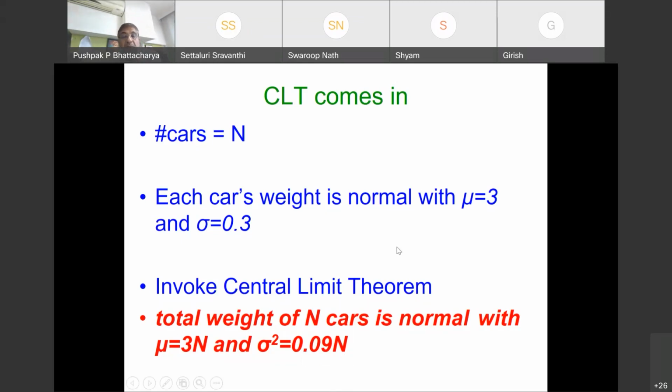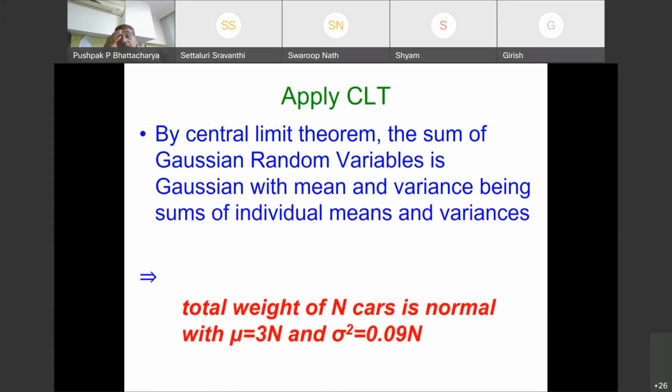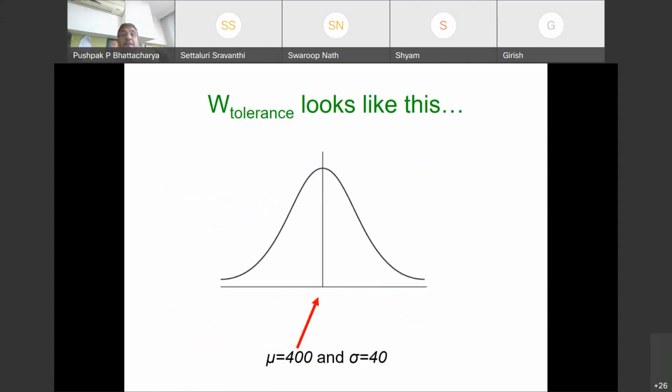So on the bridge, there are now n cars, and n is the value you have to find out. So the total weight of the n cars is normal with mu equal to 3n, sigma square equal to 0.09n. Now W tolerance is a normal distribution with mean equal to 400 and sigma equal to 40. So the W tolerance, the value at which the bridge breaks, is a bell-shaped curve. I hope it is reasonable and intuitive to you why that tolerance curve is a bell-shaped curve.